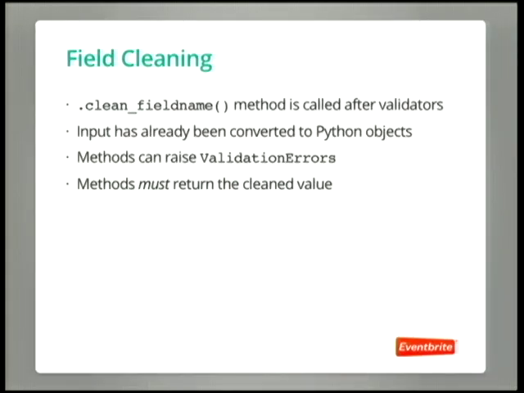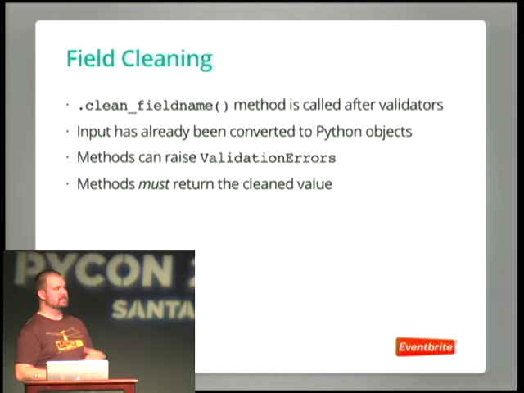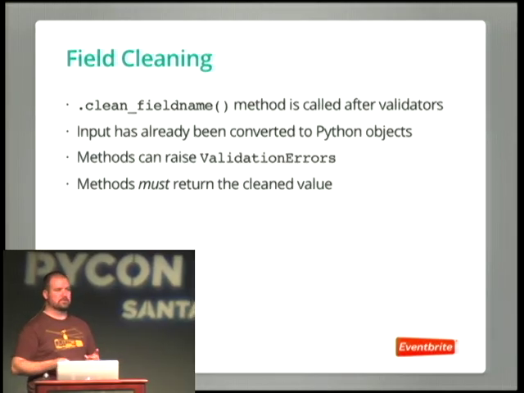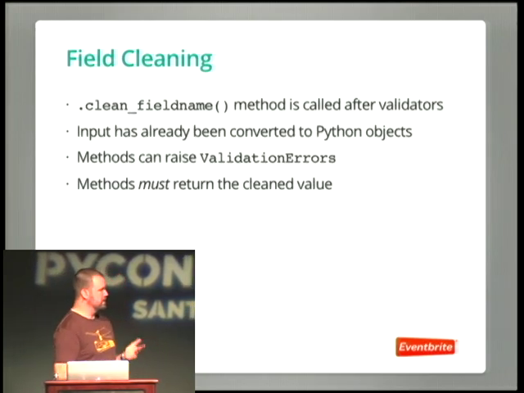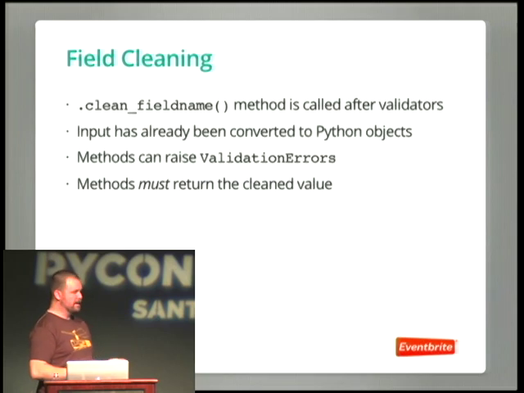Cleaning is actually used when you want to do something a little more involved. It's a method on the form, and so it has the special name clean underscore field name. So in this case, it'd be clean underscore email or clean underscore name. Your input's already been converted. You can still raise validation errors, but these methods must return the validated, the cleaned value.